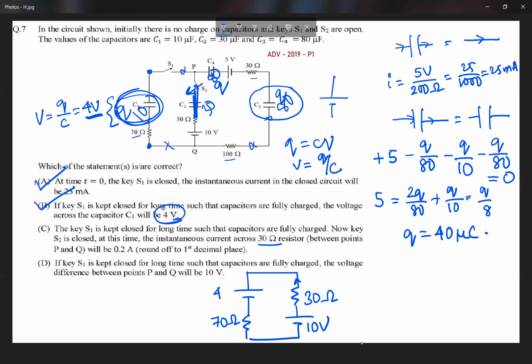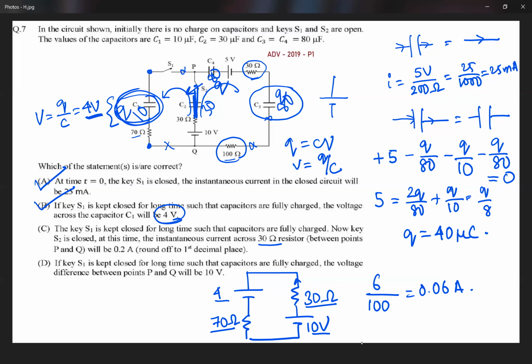What is the current flowing now? The current is 10 minus 4, 6, divided by the total amount of resistance in the circuit, which is 70 plus 30, equal to 100 ohms. 6 by 100 is 0.06 amperes. However, in the other part of the circuit, there is also a resistance of 30 ohms and a resistance of 100 ohms. So not only will the current flow in this direction, the current is also going to flow in that direction. So simply writing the left part of the circuit will not work. We also need to write down the values on the right part of the circuit.